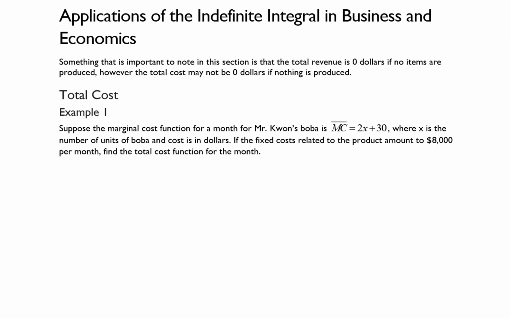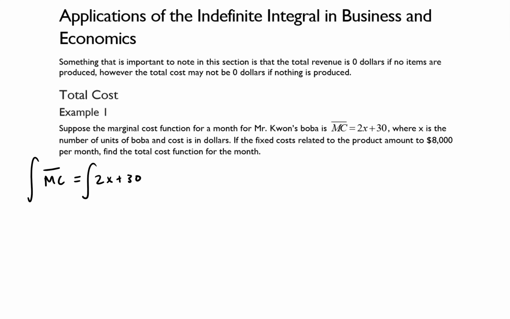Let's talk about example one that goes over total cost. Suppose the marginal cost function for a month for Mr. Kwan's boba is MC bar equal to 2x plus 30, where x is the number of units of boba and cost is in dollars. If the fixed costs related to the product amount to $8,000 per month, find the total cost function for the month. So we have the marginal cost function equal to 2x plus 30, and we want to take the integral of both sides.